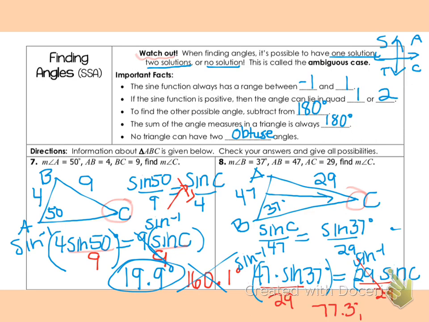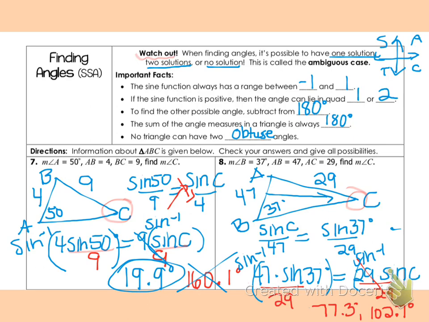Now, if I were to find the supplement to that, in other words, subtract this one from 180, I'd get 102.7 degrees. Now let's see if that would work. Well, 102.7 plus the 37-degree angle that I know for sure is in the triangle only adds up to 139.7, and that still leaves me room for another angle in that triangle to be 40.3 degrees. So in this situation, I really could have two possible answers.